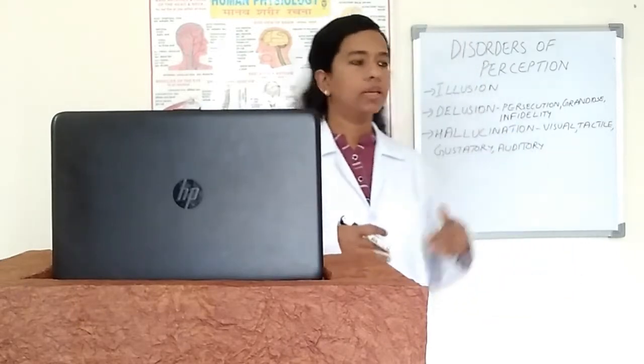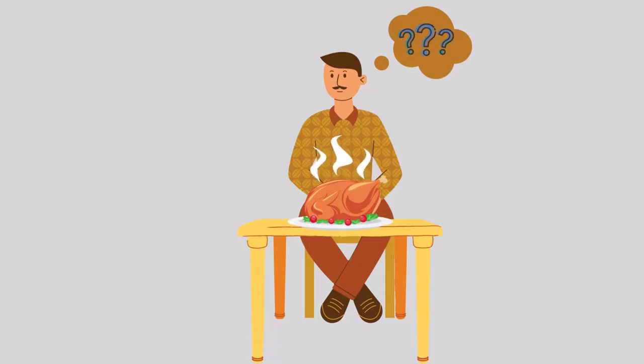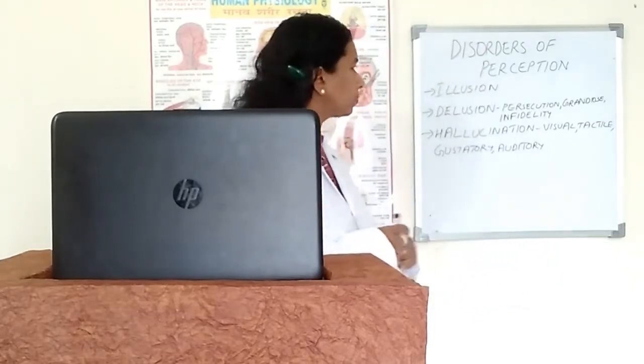Sometimes the patient says that someone is putting some poison in the food in order to kill him. He thinks so. That is unshakable false belief. The belief is not true, it is not changeable. That means he thinks that he cannot eat food because he thinks that someone has poisoned his food or someone has poisoned his drink. That is the delusion of persecution, or somebody is going to kill him, or somebody is going to do violence over him.